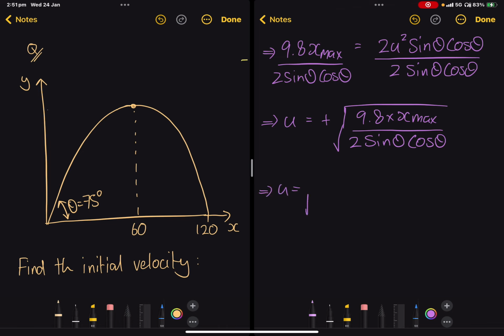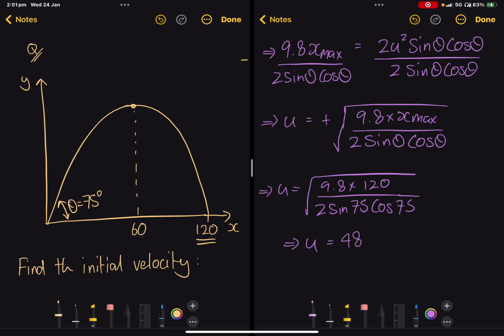So we have u is the square root of 9.8 times x max, which we can see from the graph is 120, that's this value down here, over 2 times sine of 75 times cosine of 75. If we plug all this into our calculator, we get the square root of 9.8 times 120 over 2 times sine of 75 times cosine of 75. I get 48.4974, and the decimals keep going.